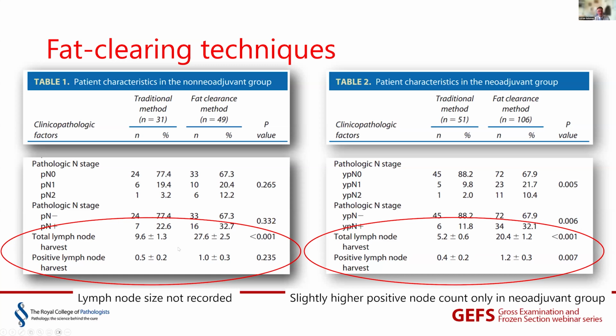But in fact, in the patients that hadn't had neoadjuvant therapy, there wasn't a significant increase in the number of positive nodes found. There was actually in this particular study an increase in positive nodes found, but not a huge number, greater, within patients who had neoadjuvant therapy. So it is possible that within selected cases this might be useful.